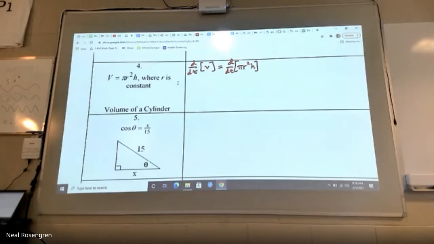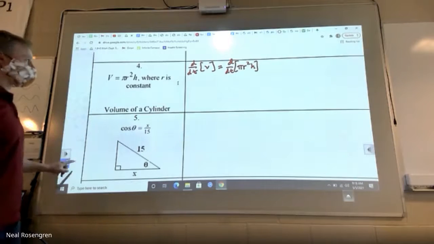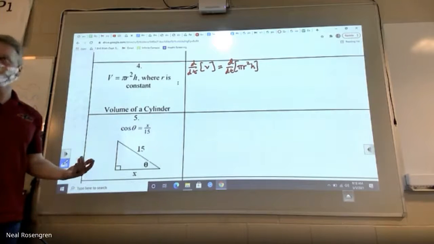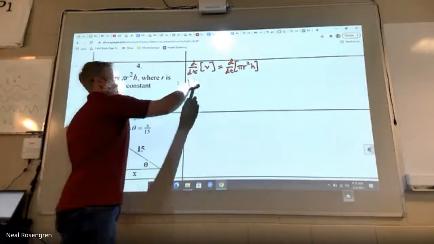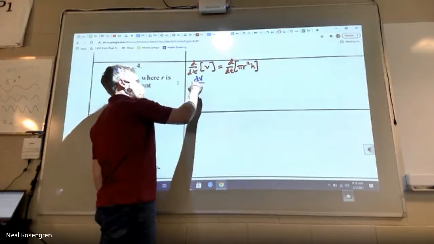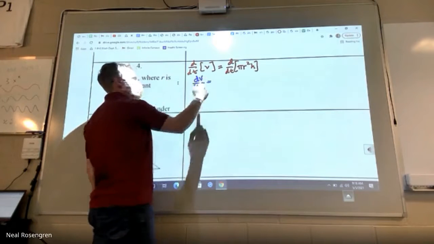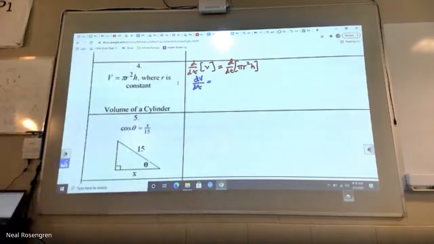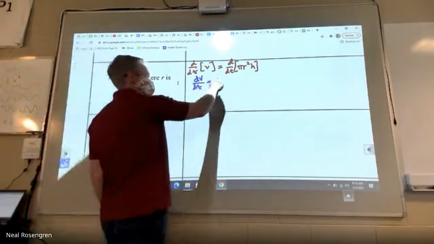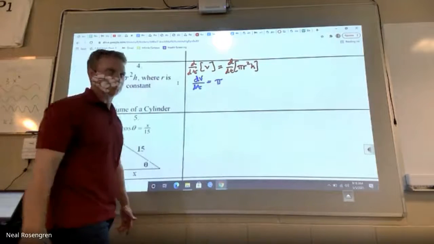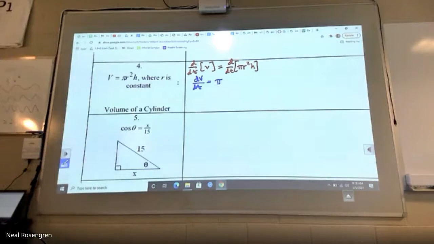Left side's easy. What's d/dt of V? Left side: dV/dt. The derivative of volume with respect to time, the rate of change for the volume of this cylinder. Now again, we've got a constant here, so I can pull that out. That pi will just be part of everything. You can make that part of your derivative process, or you can just pull it out and make your life a little bit easier. Totally up to you. Now let's find the derivative of what's left.